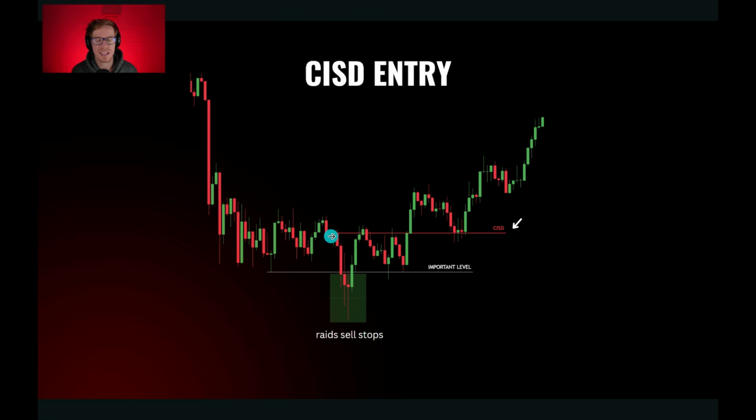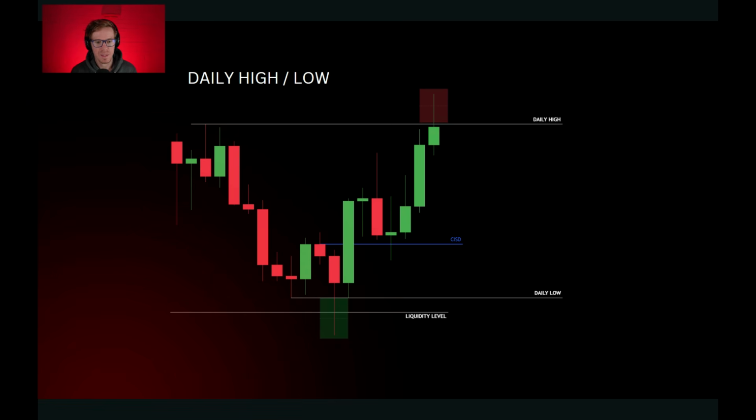Oftentimes the CISD acts as a very strong support and resistance level. So you can see price breaks above it, comes back to retest it perfectly, and then takes off to the upside. Here is another example.